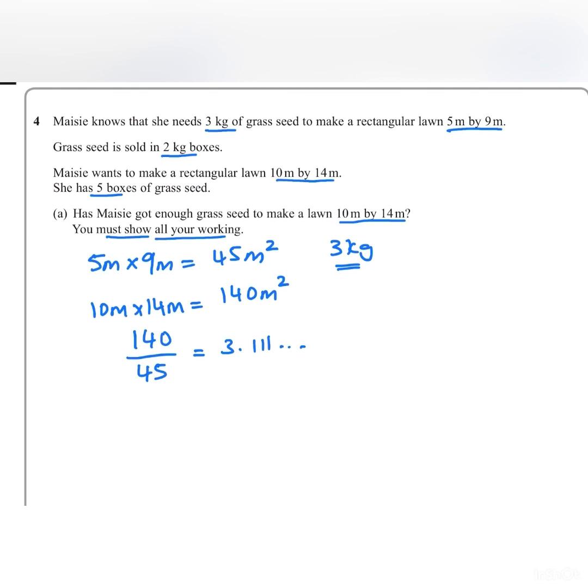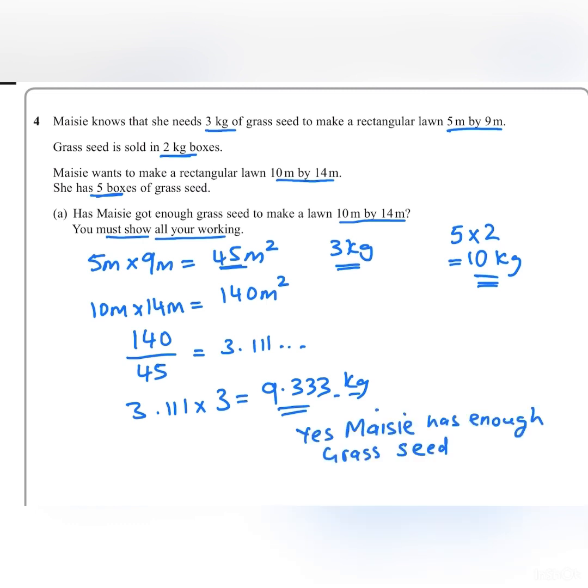We know that 45 meters squared is covered by 3 kilograms, so 3.111 times 3 should give us how many kilograms of grass seed we need, which is 9.333. If the grass seed is sold in 2 kilogram boxes and she has 5 boxes, 5 times 2 is 10 kilograms altogether. The calculation shows this is how much we need and this is how much we have. So that means she has enough grass seed. Okay, so just write down your closing statement for this question.